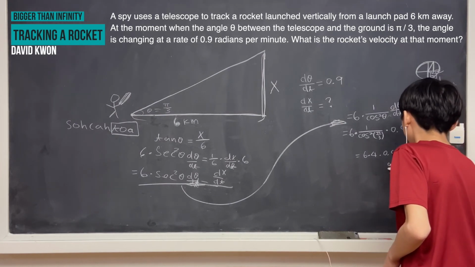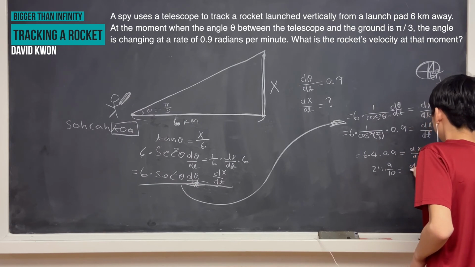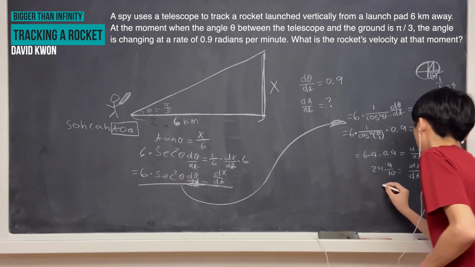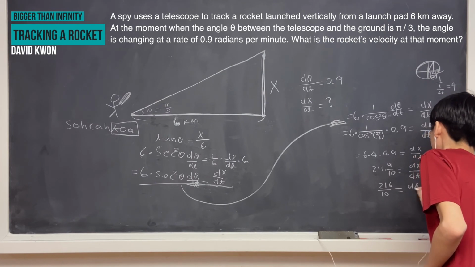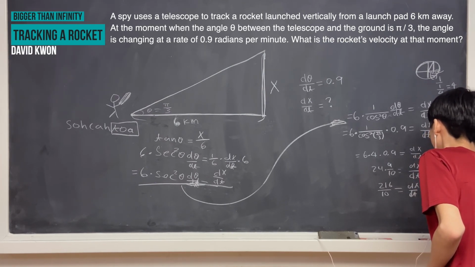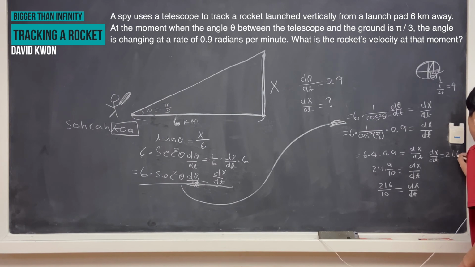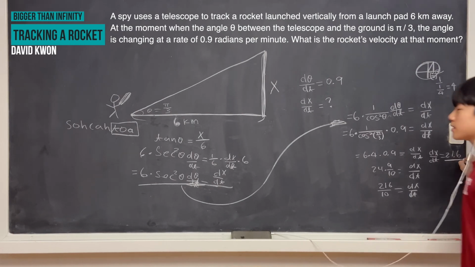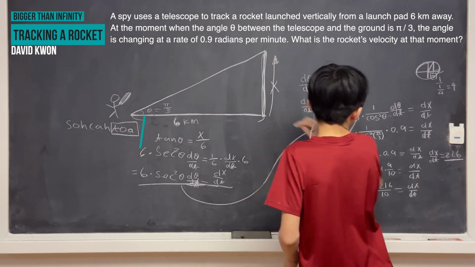0.9 can be 9 over 10 times 24 is equal to dx over dt. 24 times 9 is 216 over 10 is equal to dx over dt. So we have our answer, which is dx over dt is equal to 21.6. So the answer we have right here, 21.6, means that the rocket's velocity is 21.6.